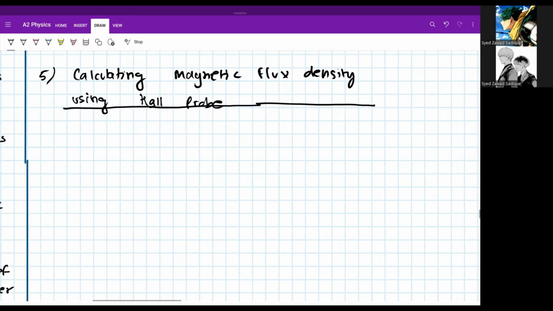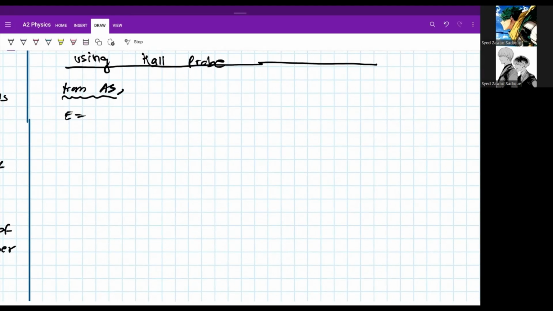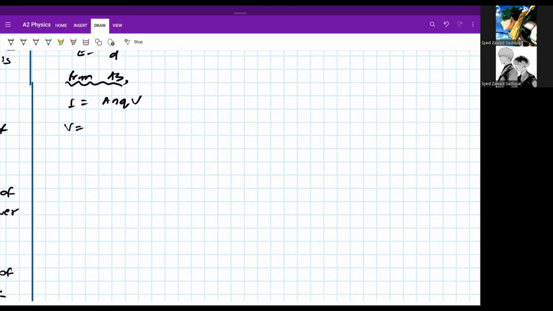So using Hall probe, what's the formula? You have to recall a little bit of your AS learning. From AS, we learned E is equal to V by D, because electric field strength is equal to voltage divided by distance. From AS, we know I is equal to nAQv. Therefore, velocity is equal to I divided by nAQ.